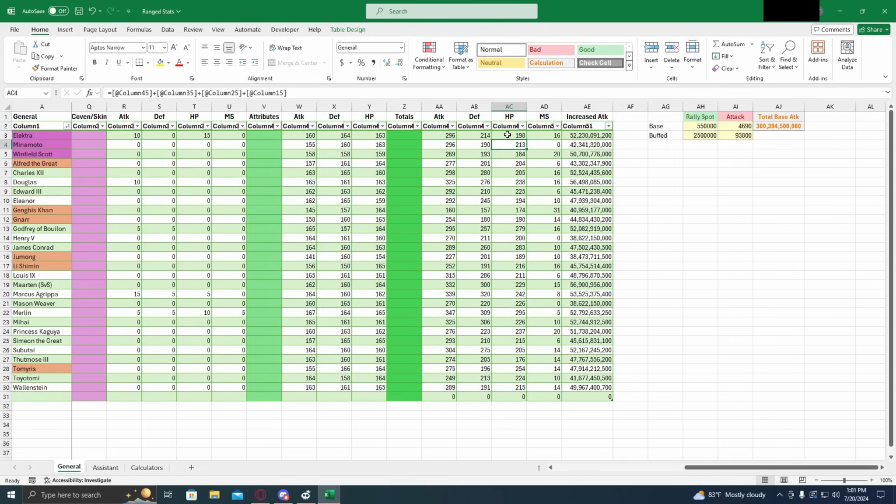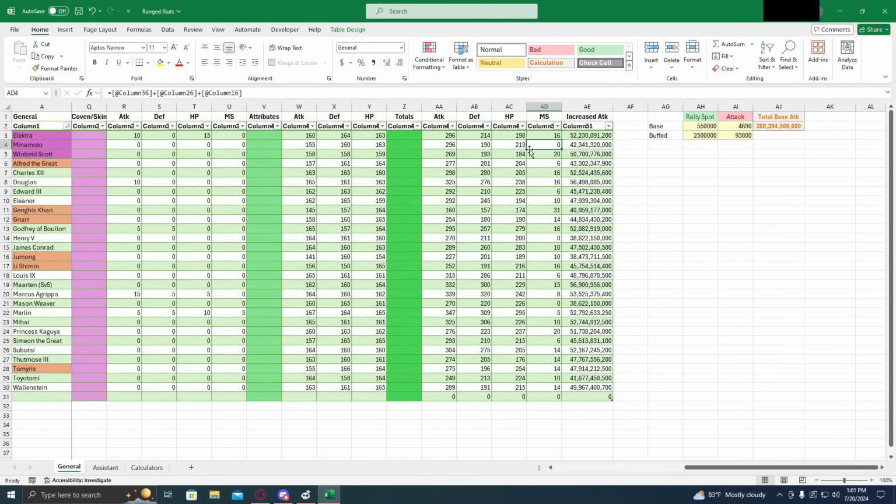HP-wise, they're pretty much in the same ballpark. Minamoto does have a little bit more, an extra 15%, so it balances out defensively. Elektra and Minamoto have no comparable difference defensively. Winfield Scott is a little bit on the lower end defensively, but it's not a huge amount. You will notice a difference, but it's not too crazy.